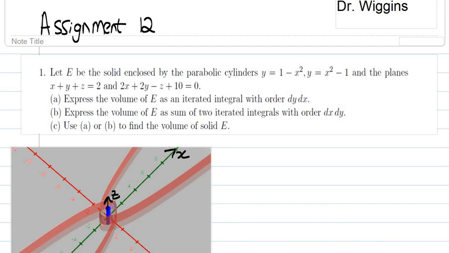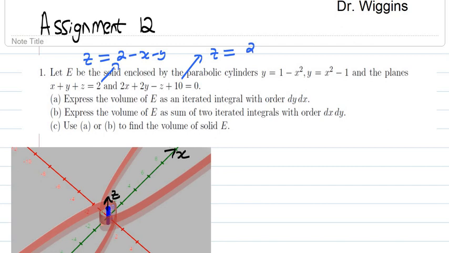If you look at the first plane, you can rewrite this as z equals 2 minus x minus y. And you can rewrite the second plane as z equals 2x plus 2y plus 10. And you can see in the diagram, the red axis is the y-axis, the green is the x-axis, and the blue axis is the z-axis.